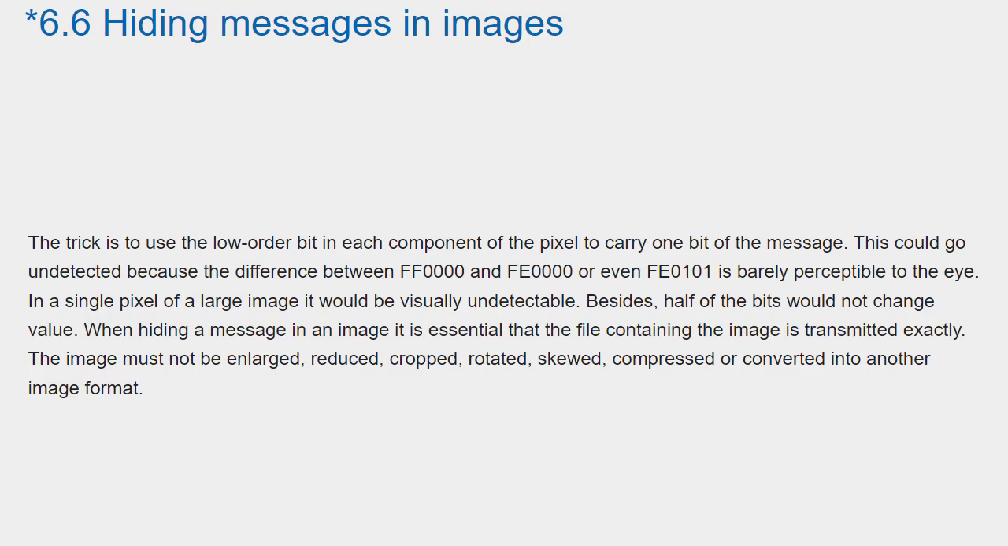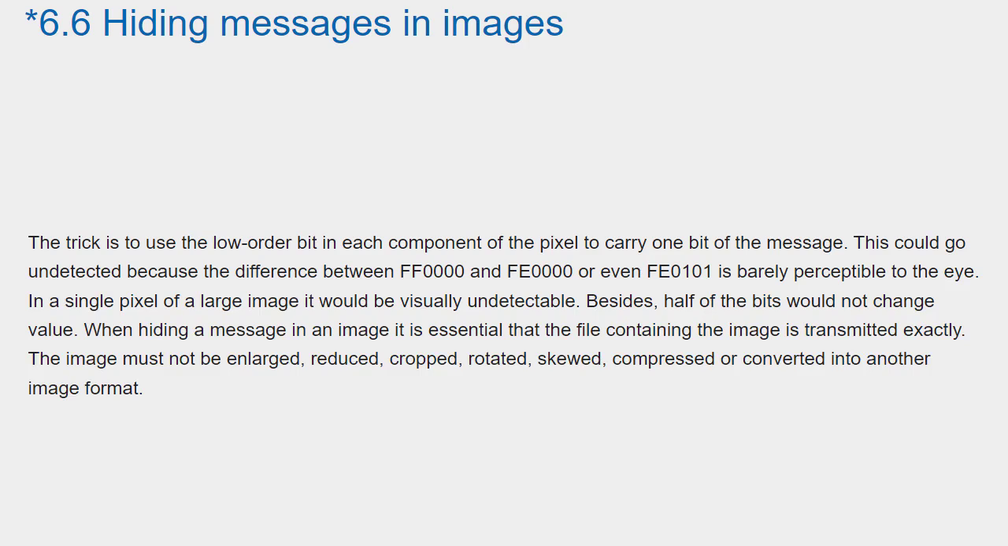The trick is to use the low-order bit in each component of the pixel to carry 1 bit of the message. This could go undetected because the difference between FF0000 and FE0000 or even FE0101 is barely perceptible to the eye. In a single pixel of a large image, it would be visually undetectable. Besides, half of the bits would not change value.